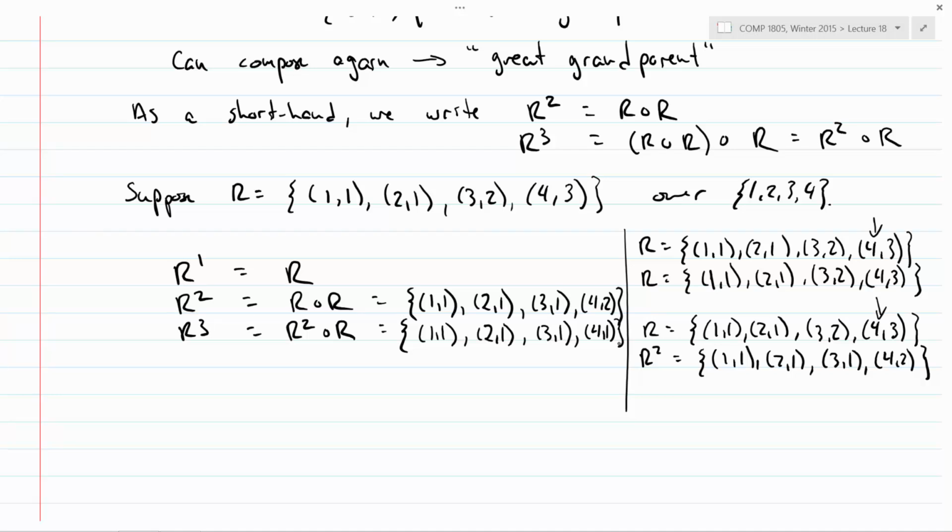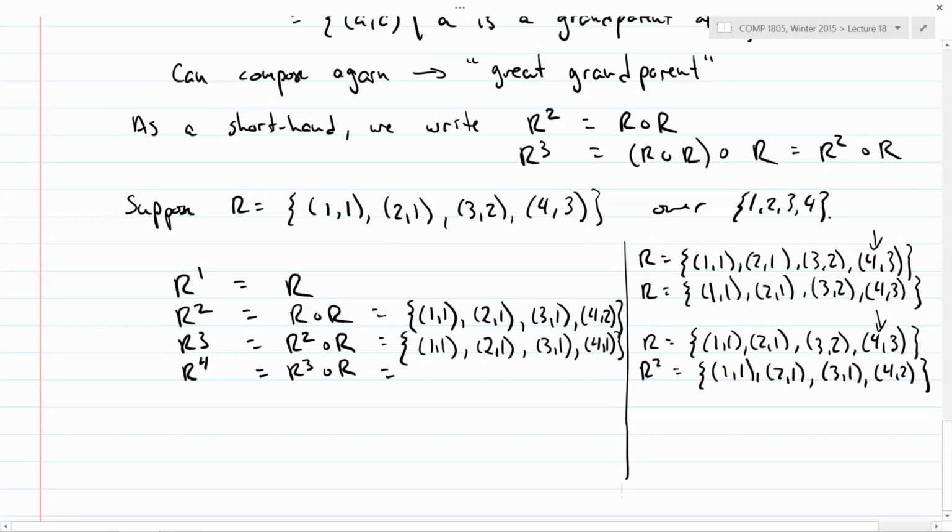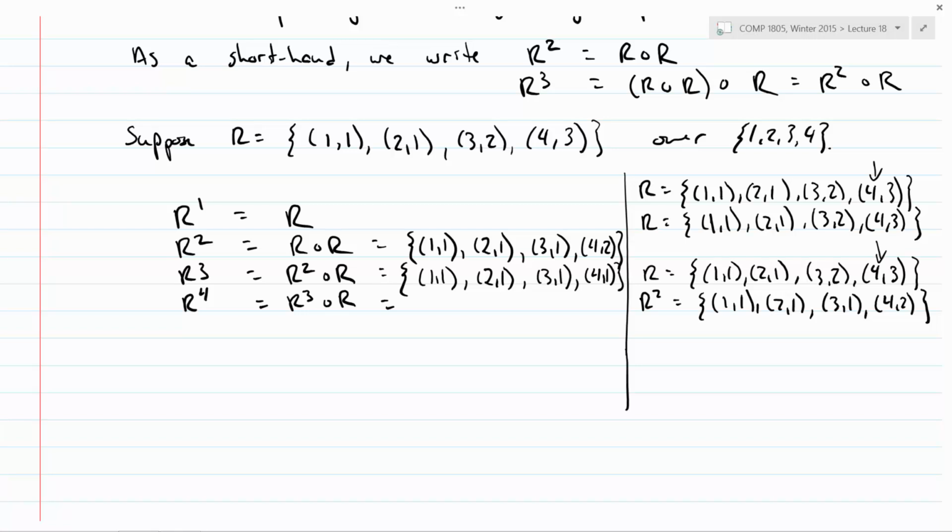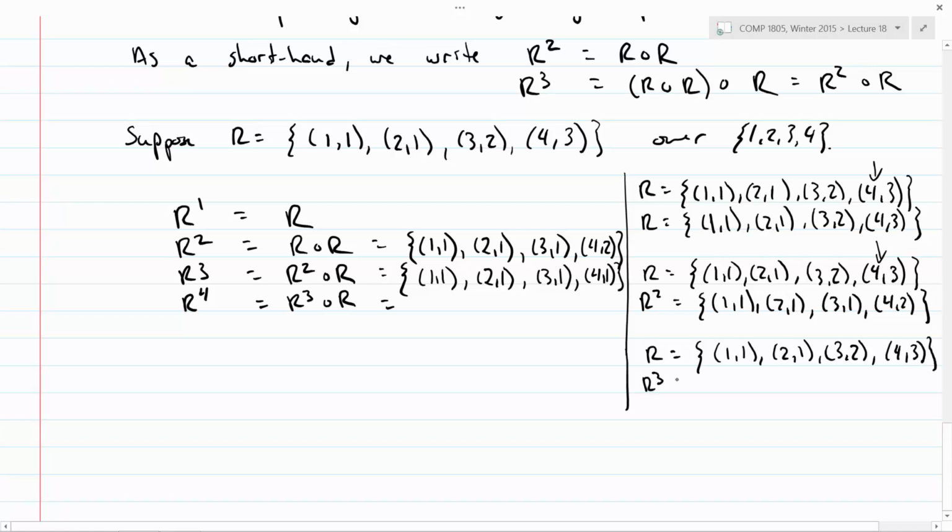Let's do it again for R to the 4. R to the 4 is R cubed follows R. So I'll continue my little work off to the side here. I'll copy down R again. And I know that R goes on top. And remember, R doesn't change. And R cubed goes on the bottom. And R cubed is (1, 1), (2, 1), (3, 1), and (4, 1).